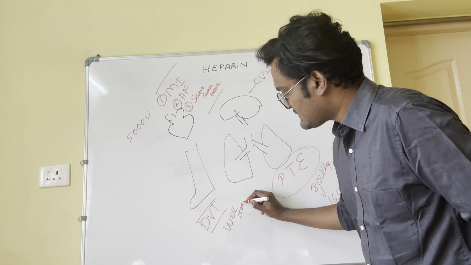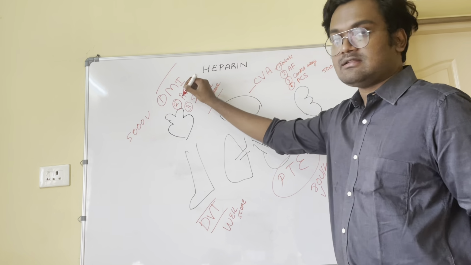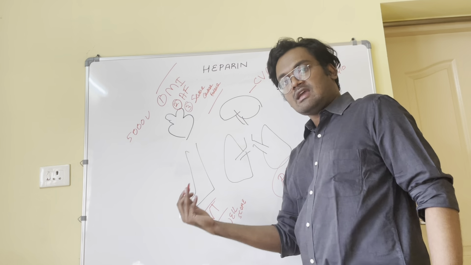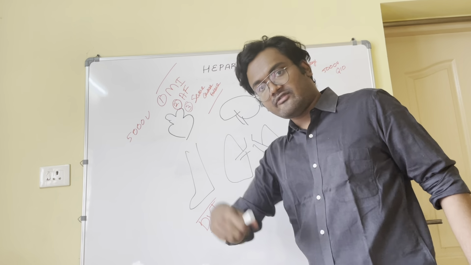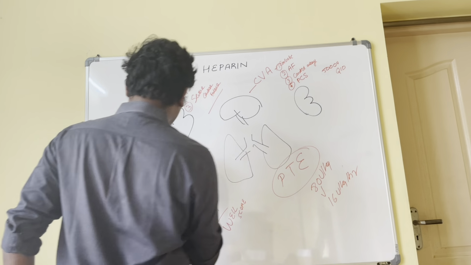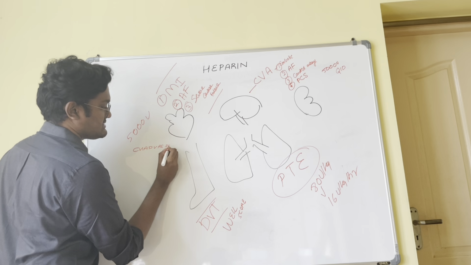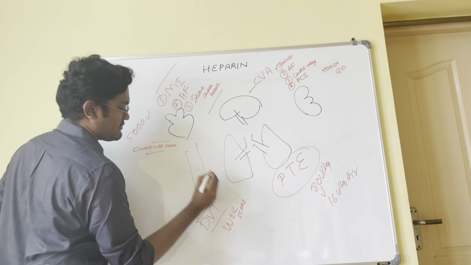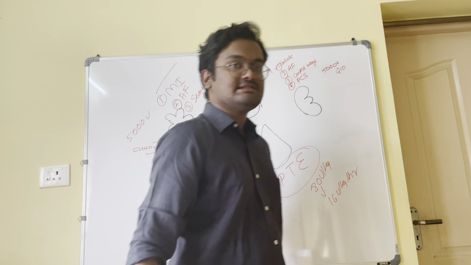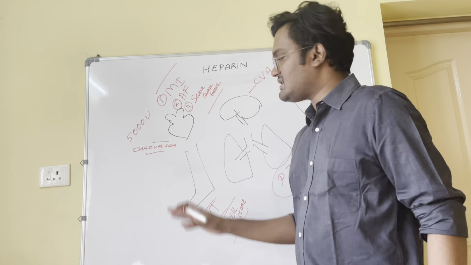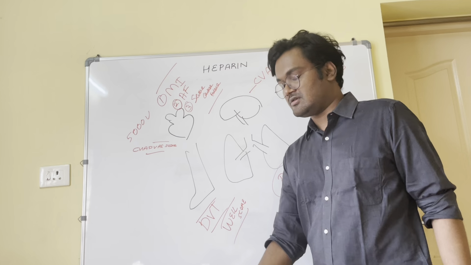In AF you have valvular and non-valvular AF. In case of non-valvular AF, there is one score which you have to calculate before starting heparin, that is the CHA2DS2-VASc score. I thought I'll put the scores as separate videos, and go into detail about this CHA2DS2-VASc score and Wells score during that period.